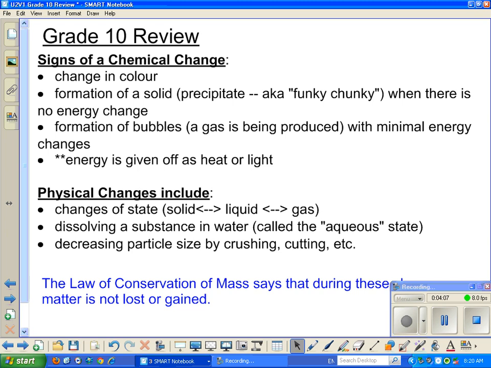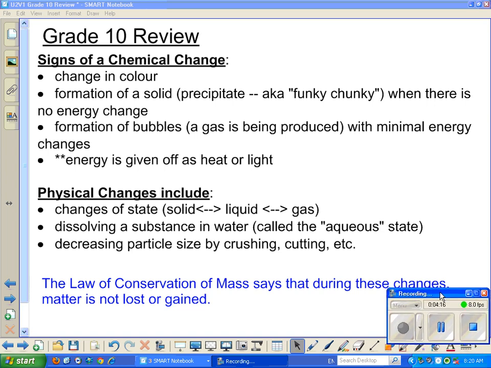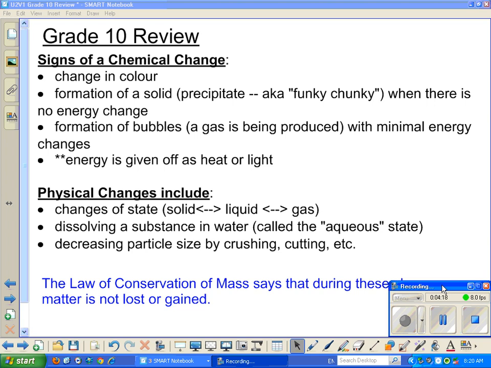Now, throughout all of these changes, the law of conservation of mass says that matter is not gained or lost throughout these changes. So we can't just magically create matter, and we can't just magically have matter disappear. It will be there before and afterwards.